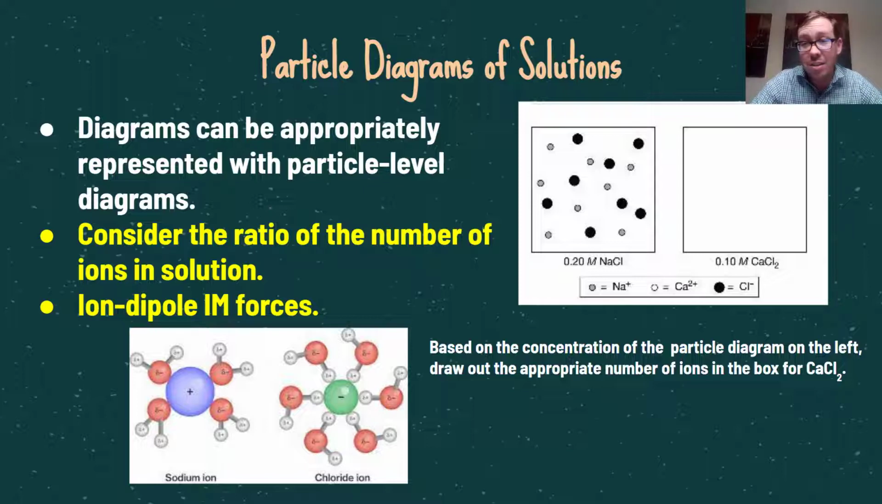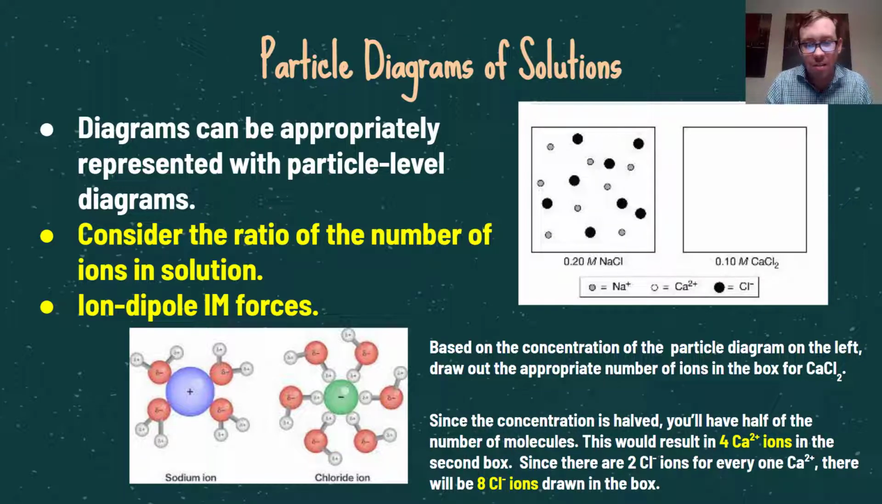So because the concentration's in half, rather than having 8 sodium ions, I'm going to have 4 calcium ions that are in solution. And because we have 2 Cl ions for every 1 Ca that dissociates, I'm going to have twice as many Cl ions, so I would draw 8 chlorine ions in that box. So we need to take into consideration not only the concentration of the solution itself, but the ratio at which the ions are going to dissociate when they are put into solution.